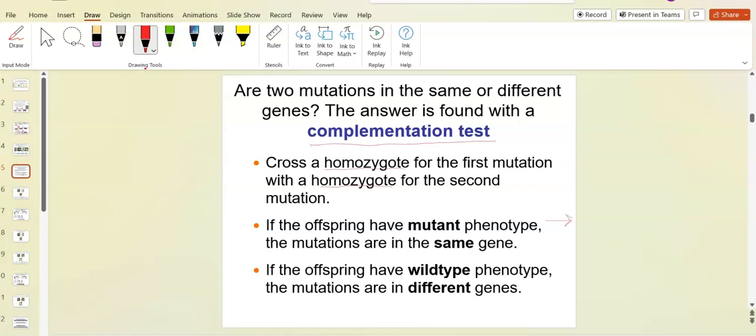That means when they come out, in this case, we would say white, right? Because that's the mutant phenotype. Then they're in the same gene, right? And if they have the wild type phenotype, so in this case, wild type would be purple, then the mutations are in different genes. And how does it work?